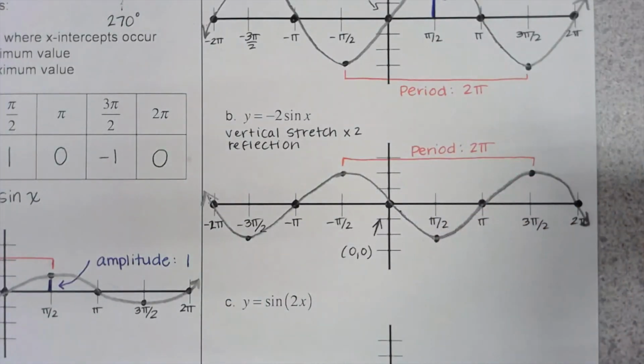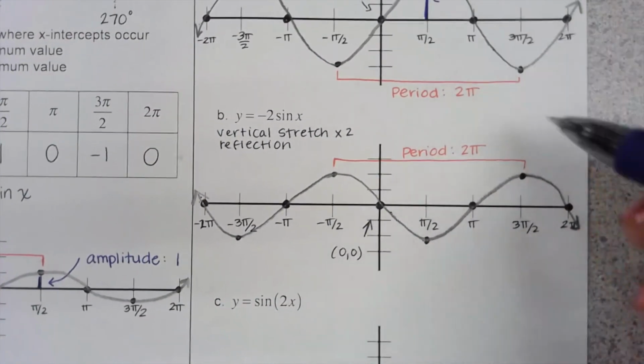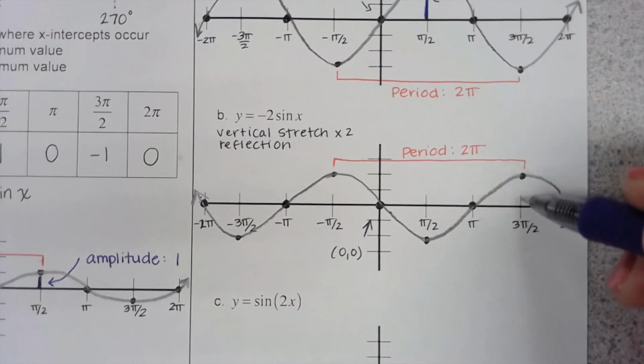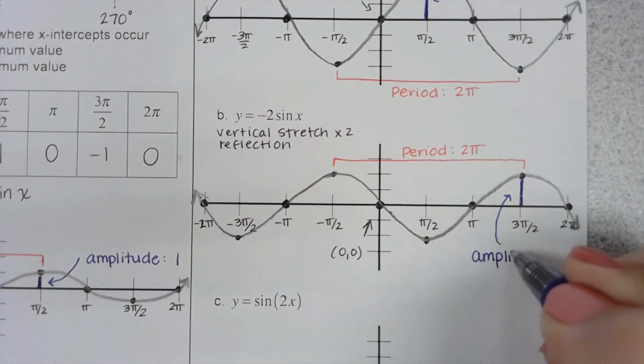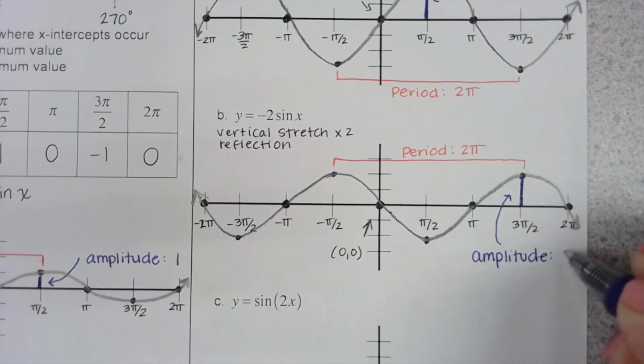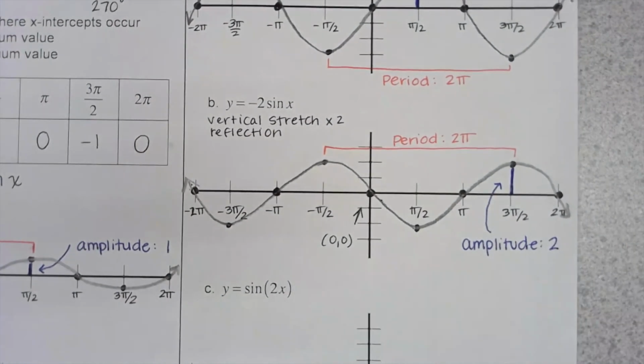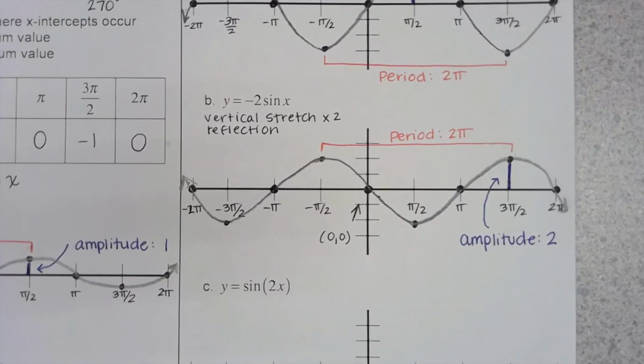So for this one, where's a nice place to label it? I'm going to label it right here. The amplitude's always positive, and it doesn't matter whether you're counting up or counting down, it's just this vertical distance right here. And so for this one, the amplitude for my graph is going to be positive 2 because it's stretching it up 2 instead of stretching it up 1.